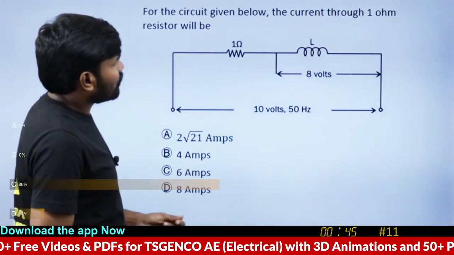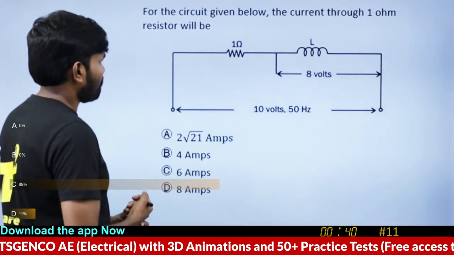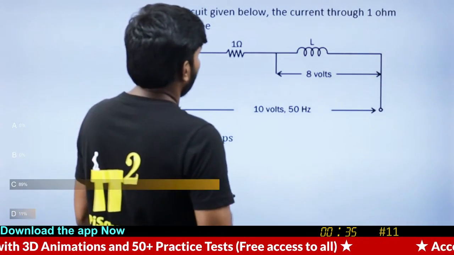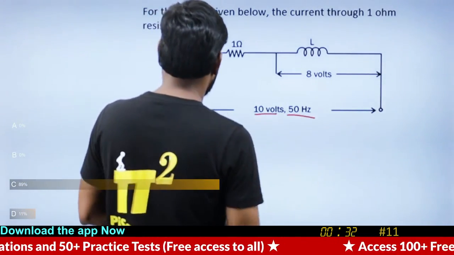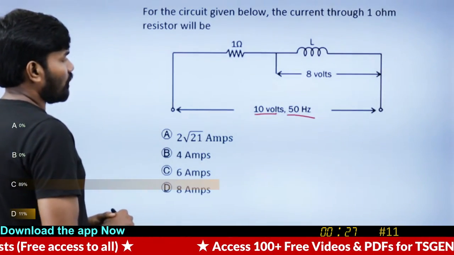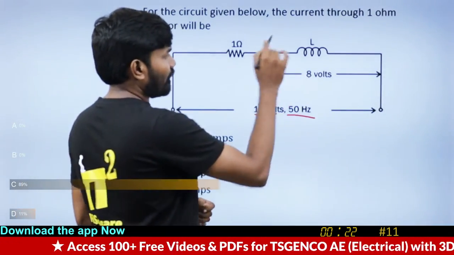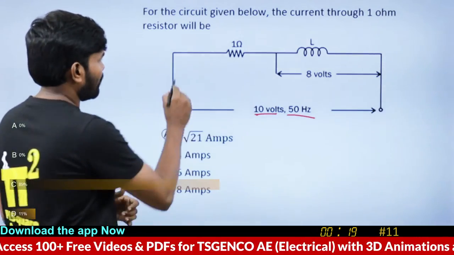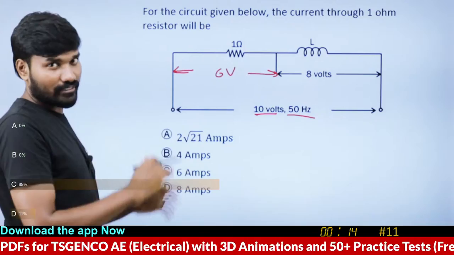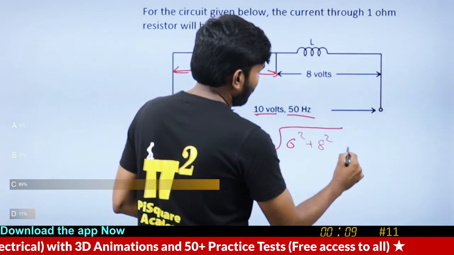For the circuit shown below, the current through the 1 ohm resistor will be... current through the 1 ohm resistor, 10 volts, 50 hertz. Okay. Wow. See, simple here. One more tip. Whenever you see this 10, 8 combination, this voltage will be 6 volts straight away, because square root of 6 square plus 8 square will be 10.